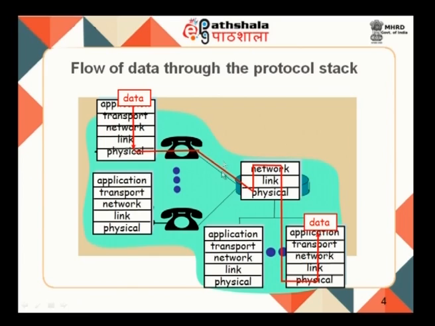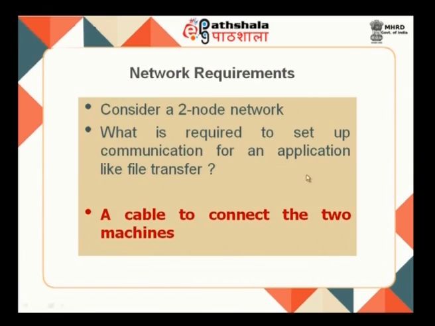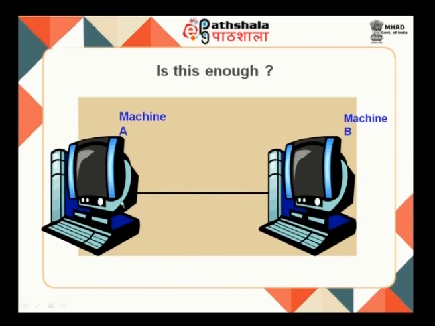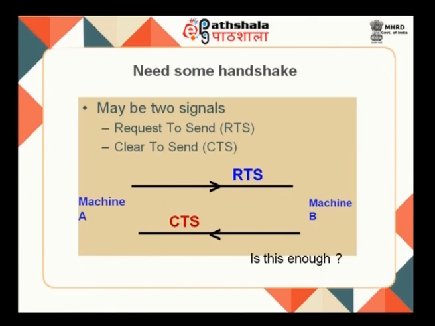Now coming to the requirements that we have for a network. We said that there are these 5 different layers. We are trying to understand what exactly is the function that is required from each of these layers and why exactly we need these layers. To delve a little deeper, we will first take a 2 node network. Let us say I just have 2 nodes that I want to connect up as a network. What is it that I will require to set up communication for an application like file transfer? First, I need a cable to connect the 2 machines. So, I have my physical layer set up: machine A, machine B, and a cable. Is this enough? Obviously, the answer is no, we need something more. So, what do we need?